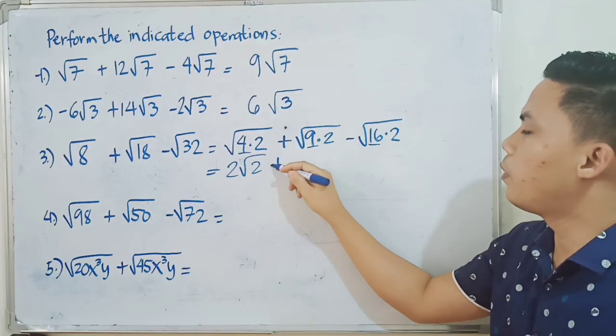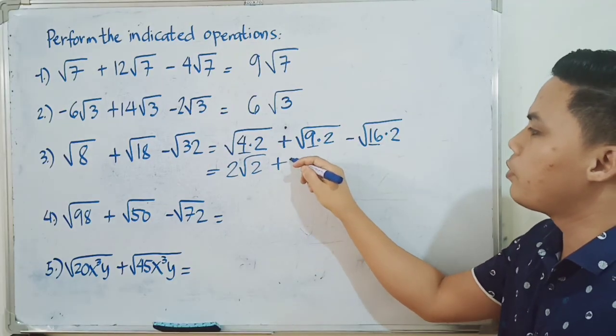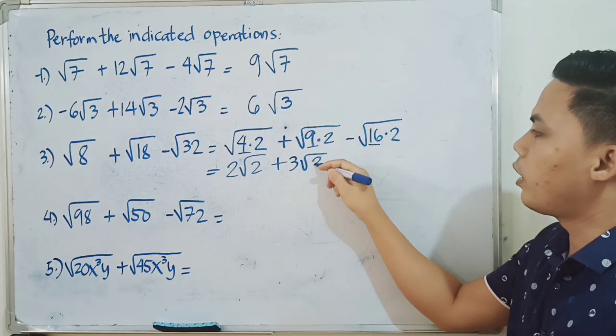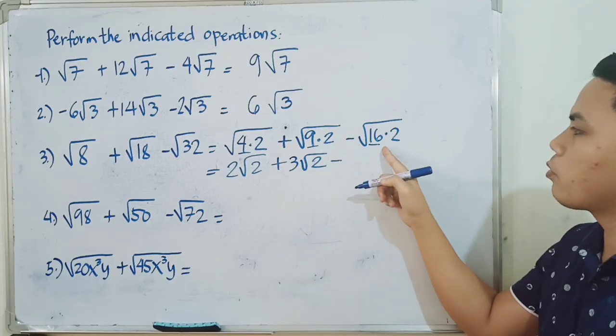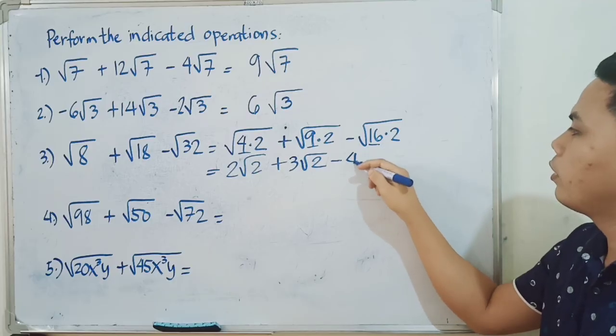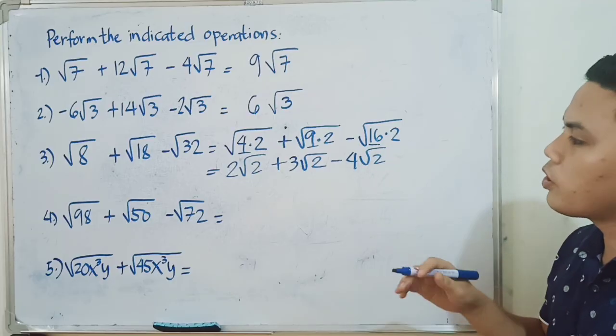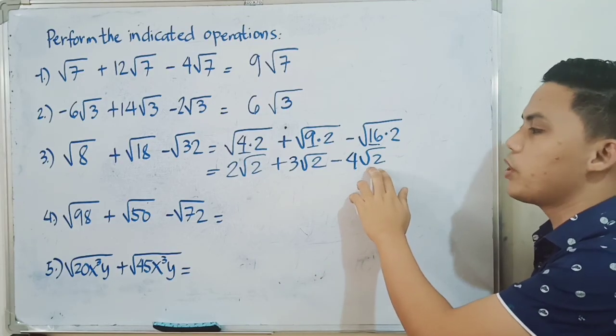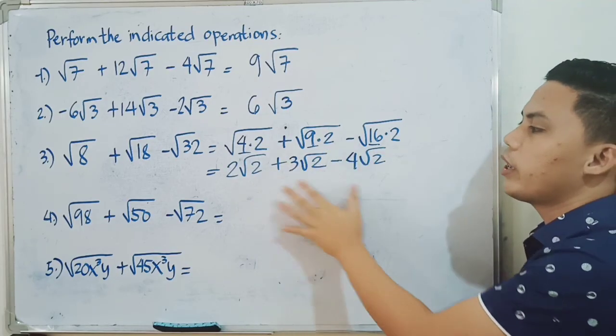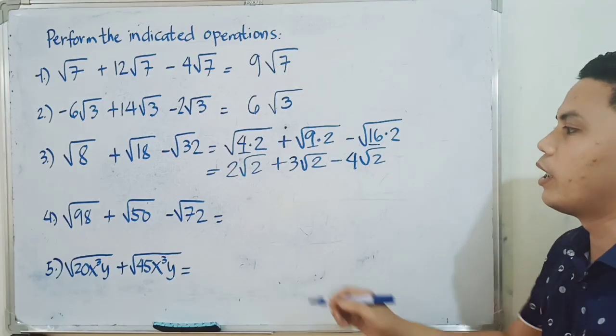Then we have plus. Then we have square root of 9 which is 3. So matitira sa radical sign na sa loob si 2. Then negative square root of 16 is 4. Then square root of 2. Now as you can see, parehas na yung mga radicands nila which is equal to 2. Therefore, pwede na natin silang ma-combine as one radical.